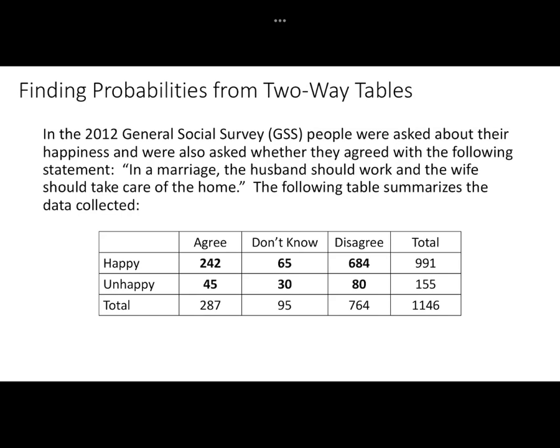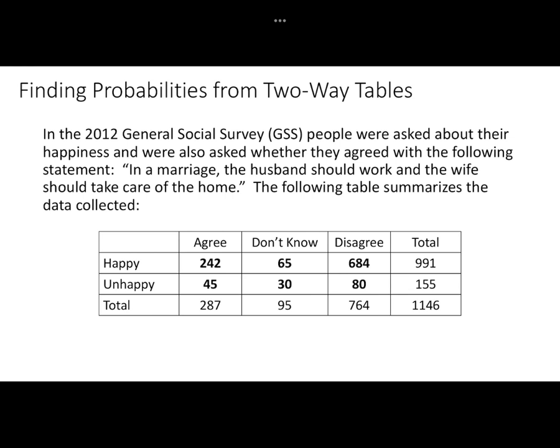We can use a two-way table to help us find probabilities. Here on your screen we have results from a 2012 General Social Survey which asked people about their happiness and whether they agreed with the following statement: In a marriage, the husband should work and the wife should take care of the home. The table here summarizes the data collected.